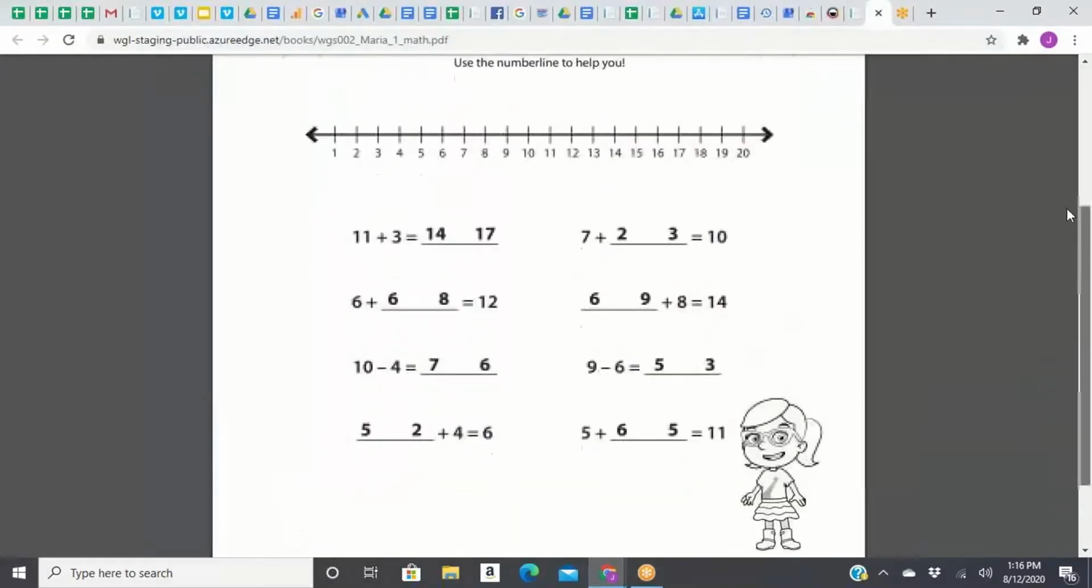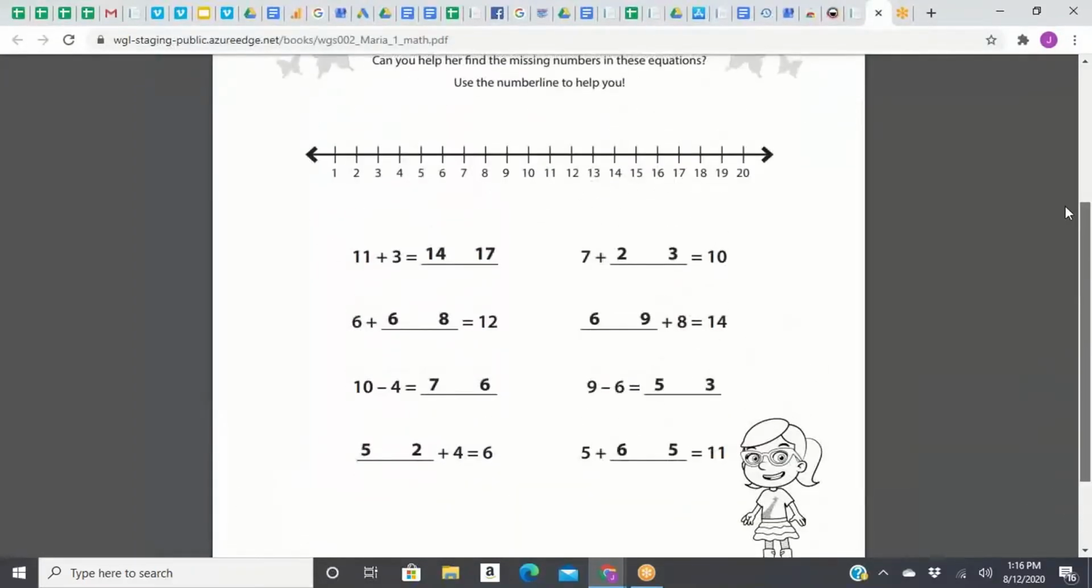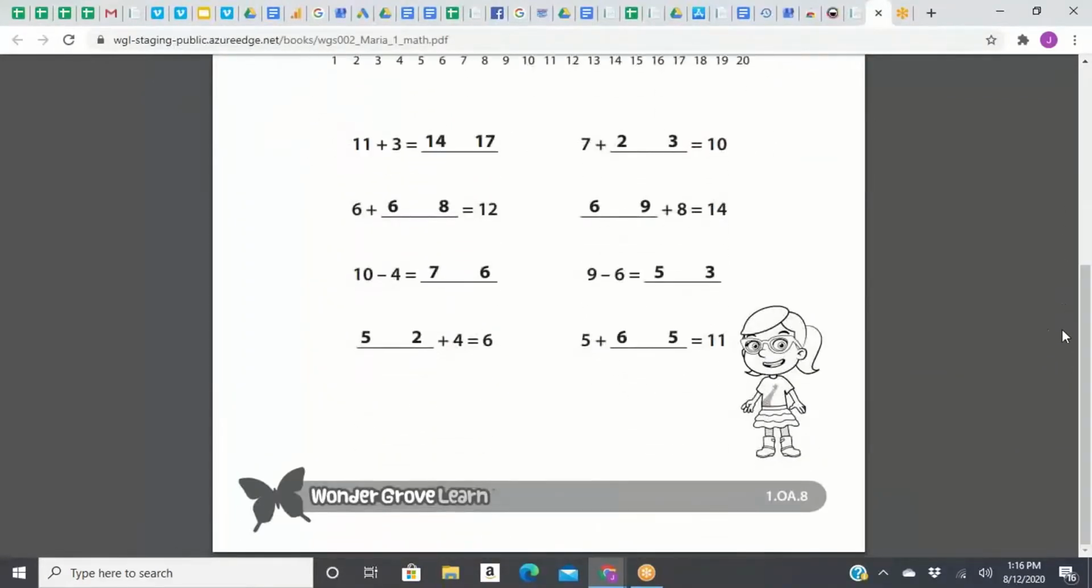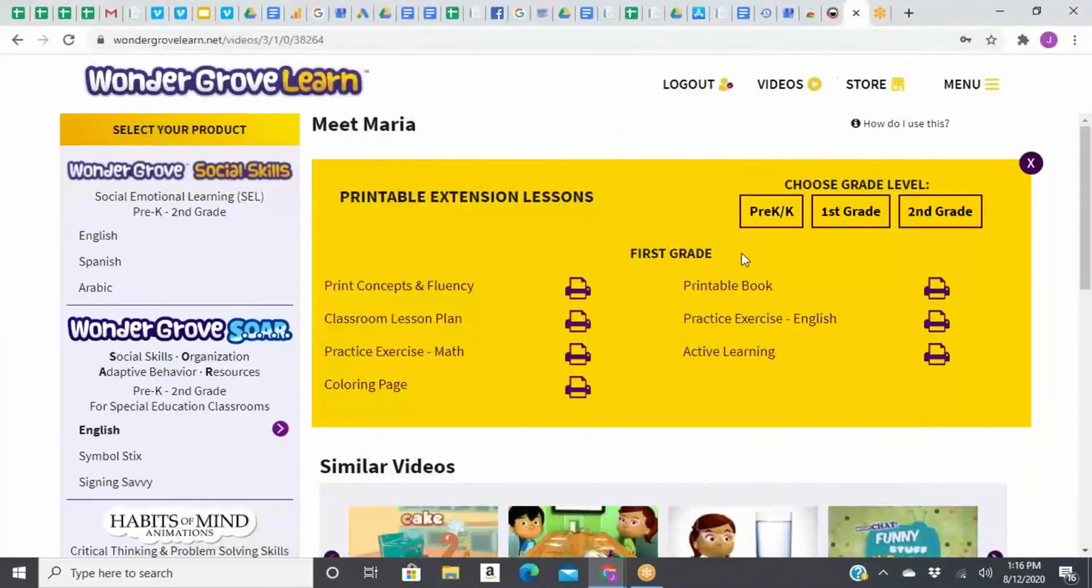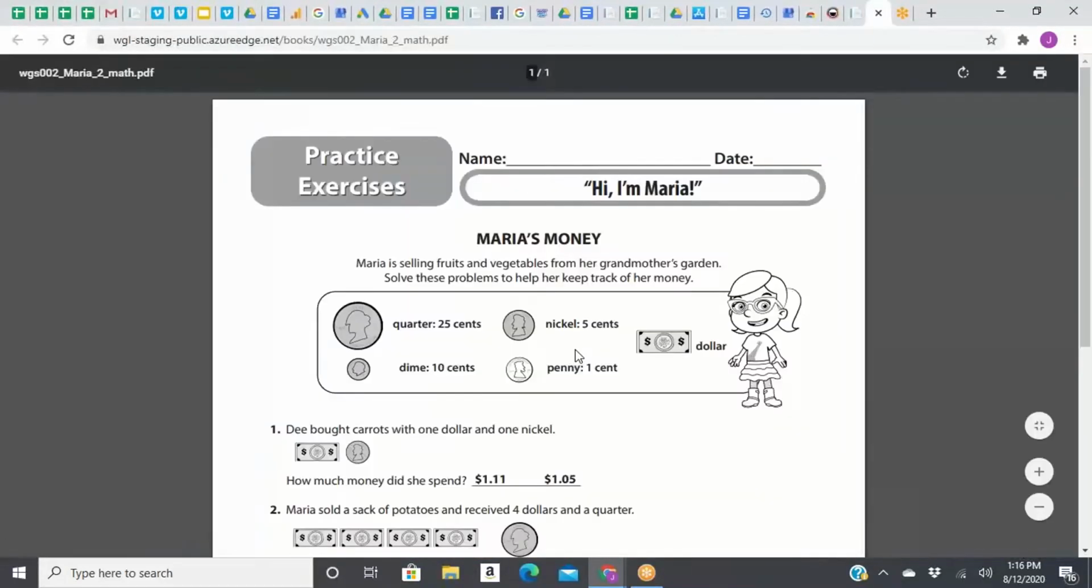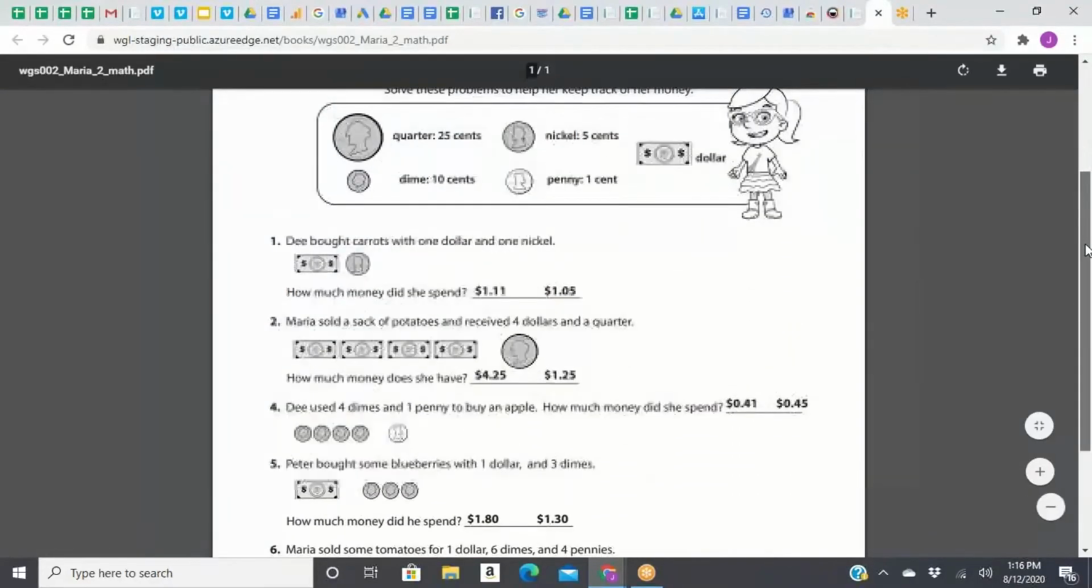We're not just counting, we are adding and subtracting, but you do have the number line and you have choices here so that students can point to or circle the answers. And let's look at the second grade one, math, and you can see that we have some visuals here.